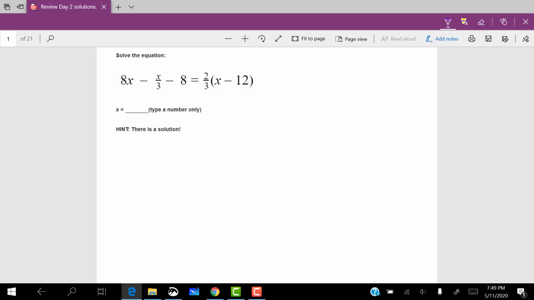For this one, we're just solving this equation. There's a couple ways to go about it. One thing that can make it easier is if you multiply both sides of this equation by 3. And that will get rid of any fractions that we have to deal with. Then we're left with 24x minus 24 on the left side. And on the right side, we've just got 2 times x minus 12. Make sure that you didn't multiply accidentally by 3 twice or something.